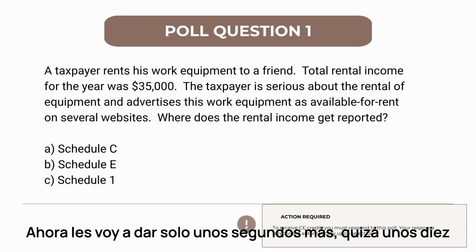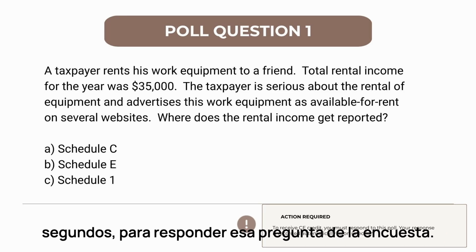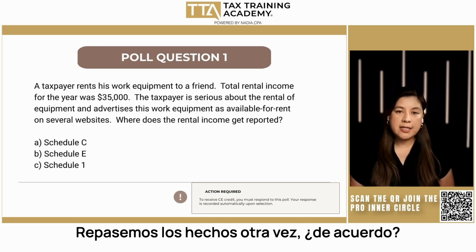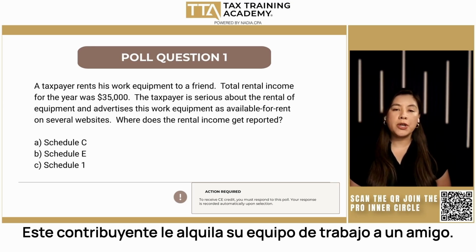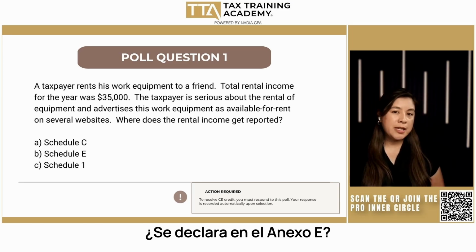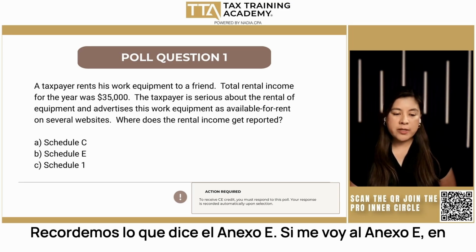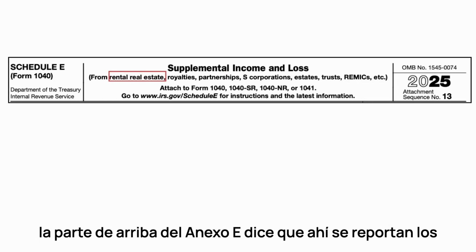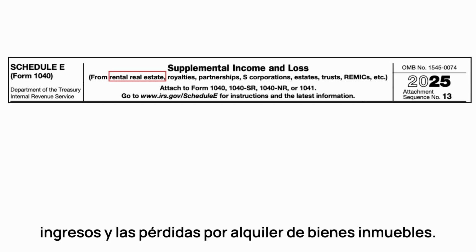Now I'm going to give you just a couple more seconds, maybe about 10 seconds, to answer that polling question. So what is the correct answer? Let's review the facts again. This taxpayer rents his work equipment to a friend. Does it get reported on Schedule E? Let's just recall what Schedule E states. At the very top of Schedule E, it says you report your income and losses for rental real estate.